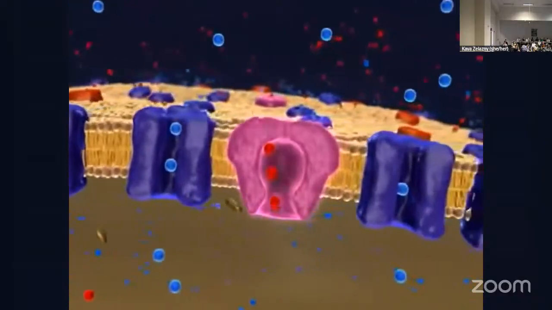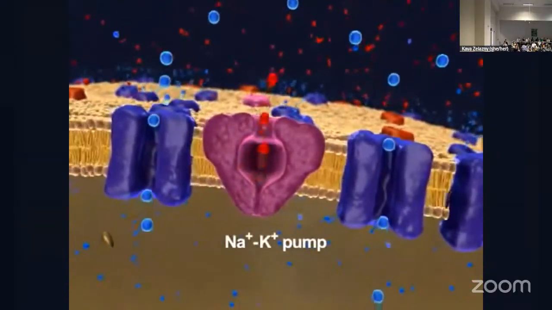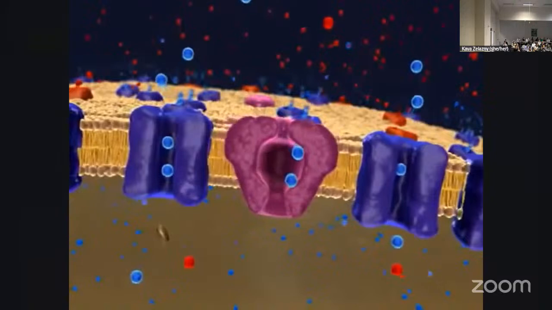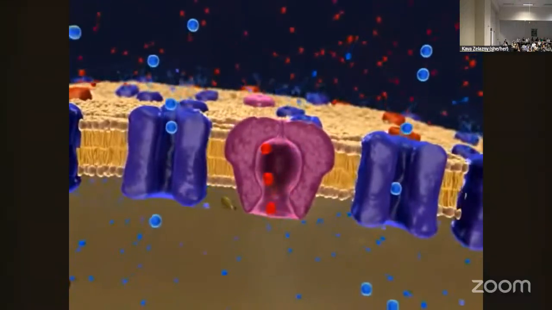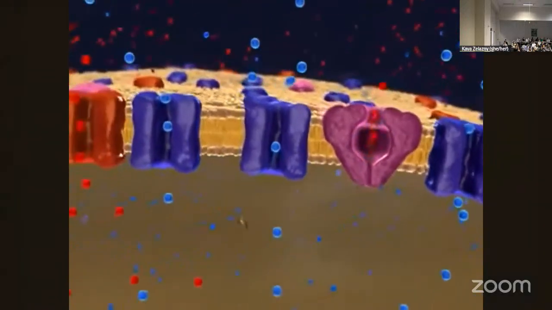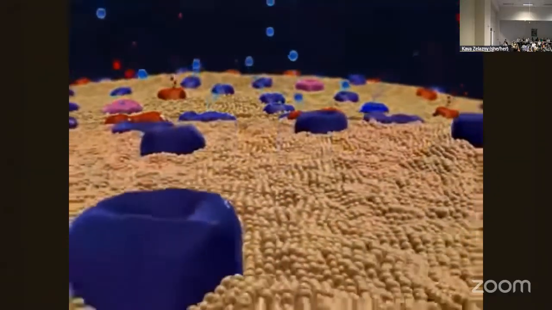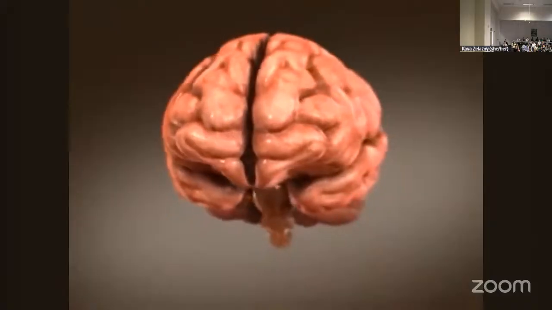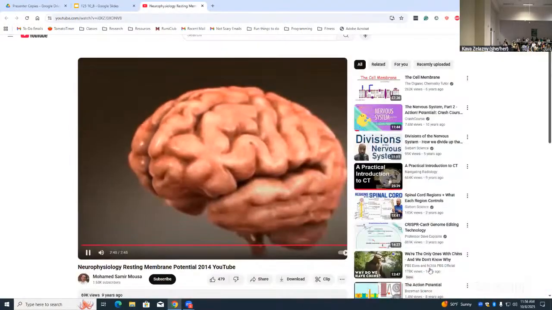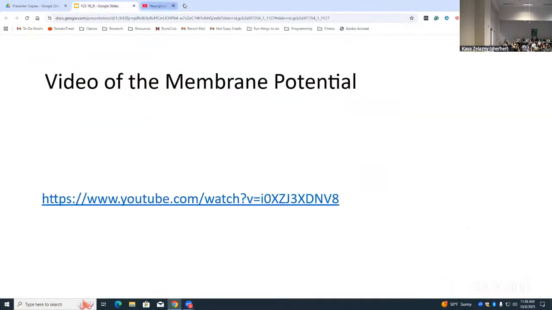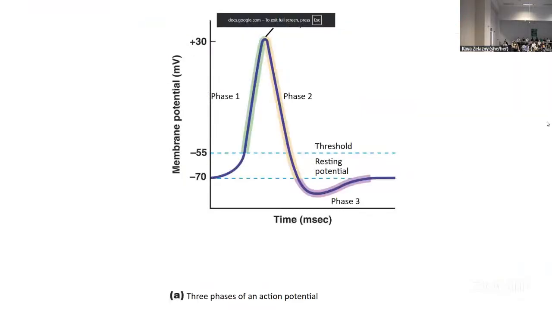Sodium-potassium pumps actively transport sodium ions out of the neuron and potassium ions back in, compensating for the sodium and potassium leaks. Thus, the pumps help to maintain the resting membrane potential. So that's how this overall gets set up.